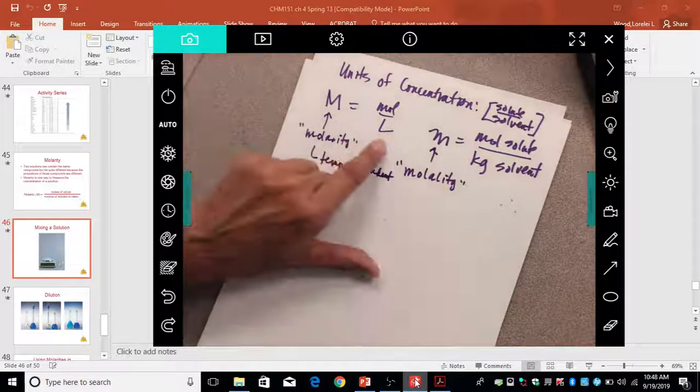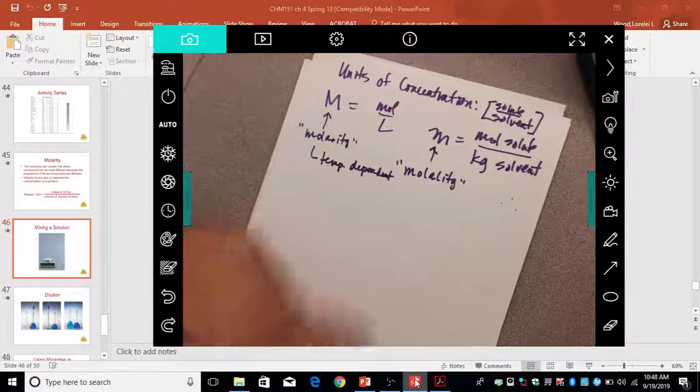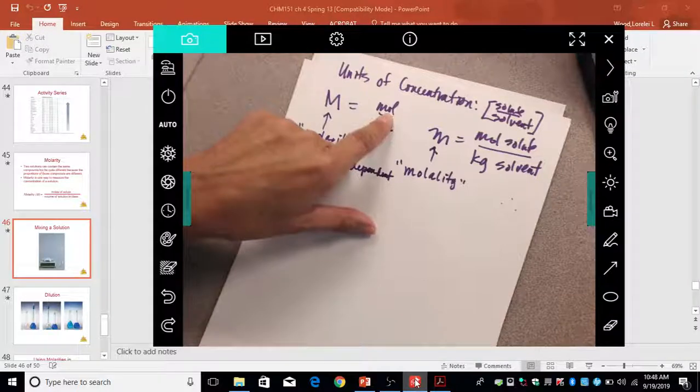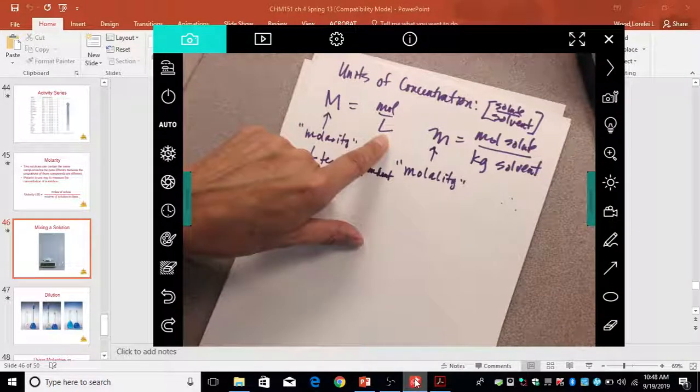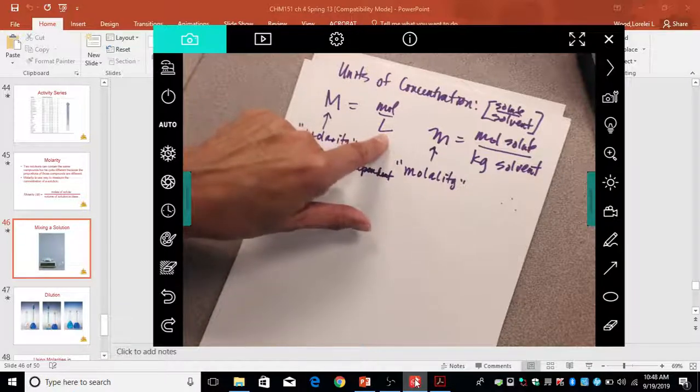So what would temperature change out of moles per liter? The heat jumps up. Is it going to change how many pieces are in there if you heat it up? No, not really. Is it going to change the volume of the solution? A tiny bit. Water will expand a little bit when it's heated.